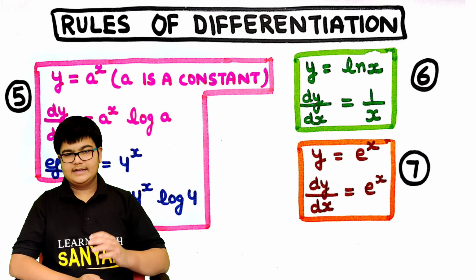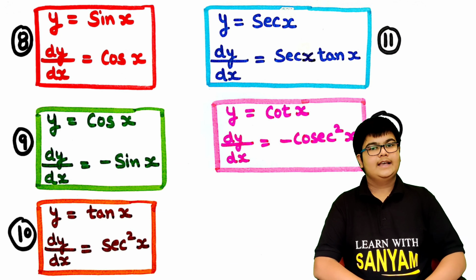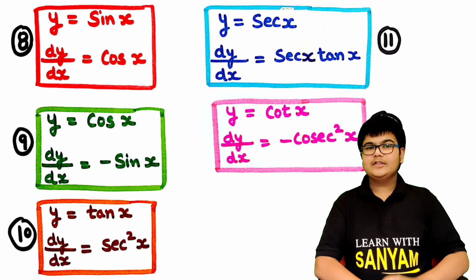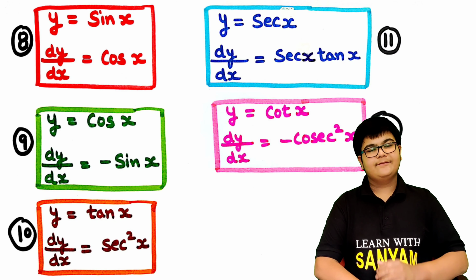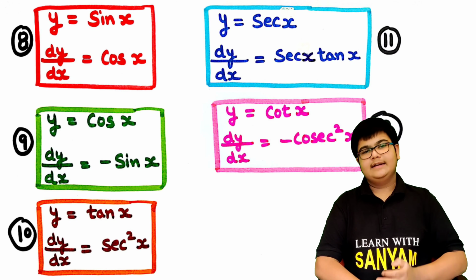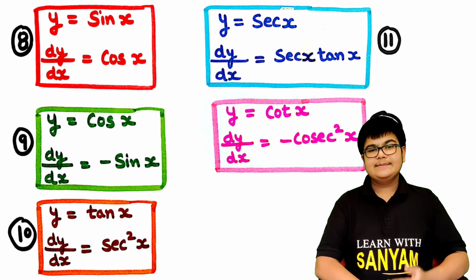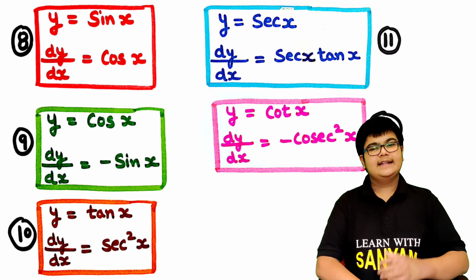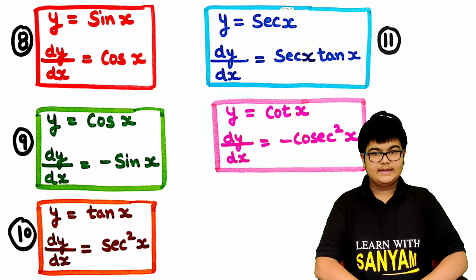Now let's discuss the rules related to trigonometry. So the eighth rule is that if y is equal to sin x, then dy upon dx is equal to cos x. In the ninth rule, if y is equal to cos x, then dy upon dx will be equal to minus sin x. Similarly, if y is equal to tan x, then dy upon dx will be equal to sec square x.